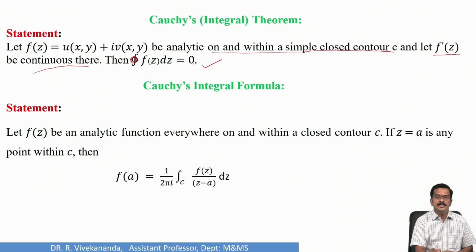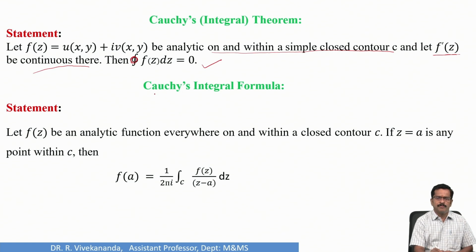The function is analytic everywhere on and within the closed contour, and f dash of z is continuous in the closed curve. Then over the curve, the integration of that function is going to be 0. That is what the statement of Cauchy's integral theorem means. No singular point exists, which means the function is completely analytic. Then its integration value is going to be 0 in that closed curve.